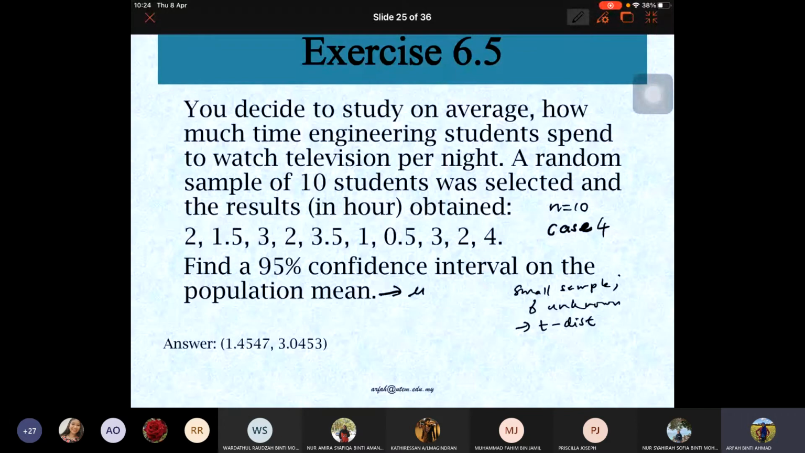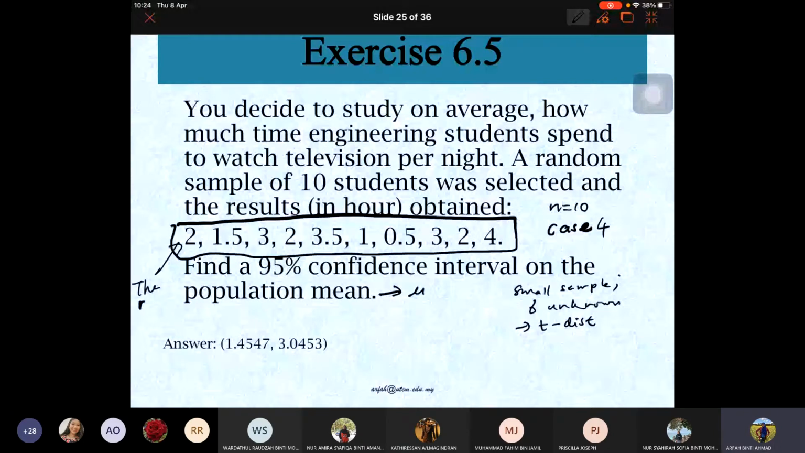So in this question it does not give X bar, it does not give S and everything. It gives raw data. So how do you get the mean and everything from the raw data for this one? This is the raw data. So how do we get the mean and also the standard deviation for this example?